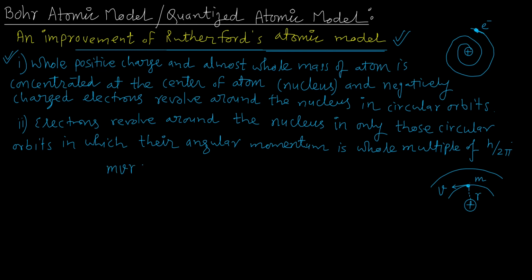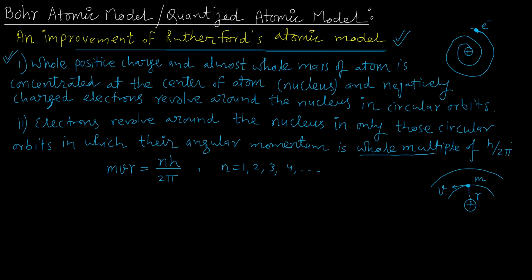In physics you learn about angular momentum, that it is the moment of linear momentum. So r cross p, or r into p is the linear momentum, so r into m into v, so it becomes mvr into sine 90, which is 1. So mvr is the angular momentum of electron, and this should be whole multiple of h upon 2 pi, so this should be equal to nh divided by 2 pi, where n will be 1, 2, 3, 4 and so on. So here n is whole multiple.